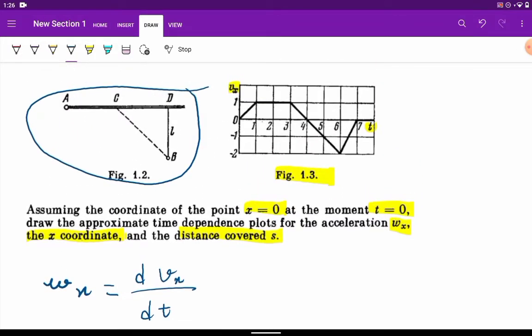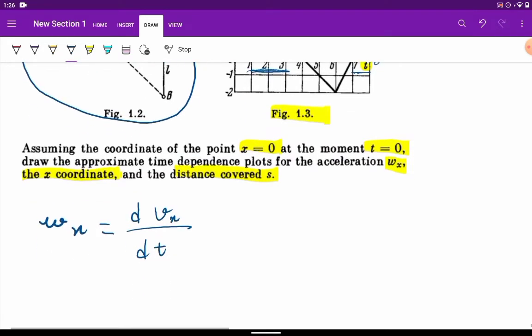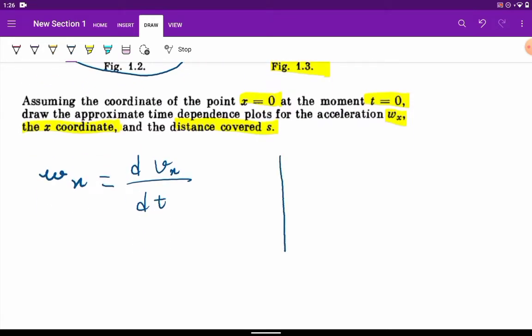Approximately, as you can see, wherever velocity is constant, that is from 1 to 3, and let's consider from 7 to 8, the velocity is constant, so the acceleration will be 0. Wherever the slope is positive, since acceleration is equal to the slope, acceleration is positive, and where the slope is negative, acceleration is negative. Okay, fine. So now let's draw the curve.